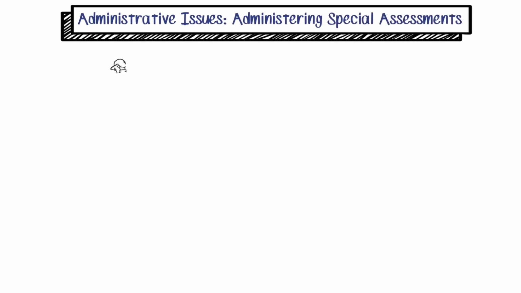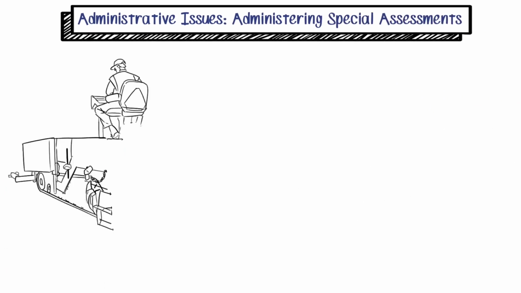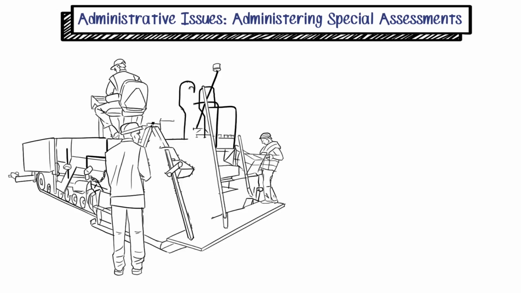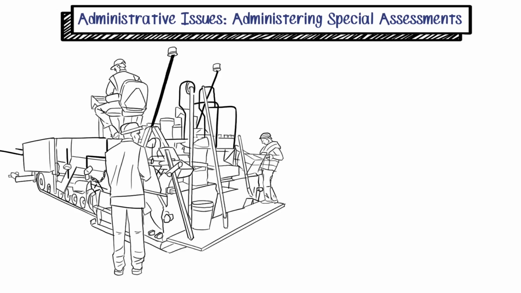Administrative issues. Administering special assessments. Some communities use special assessments to generate revenue for public improvements. An example of a special assessment can be the removal of overhead power lines that are put underground or the installation of sewer pipes for an entire neighborhood. In this section, we will learn how special assessments may be used.